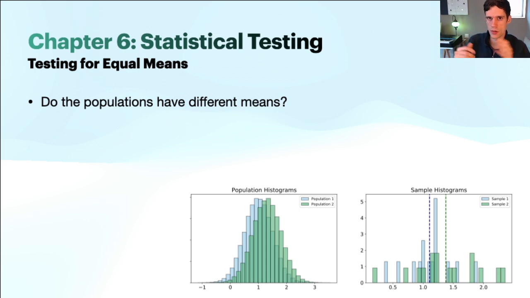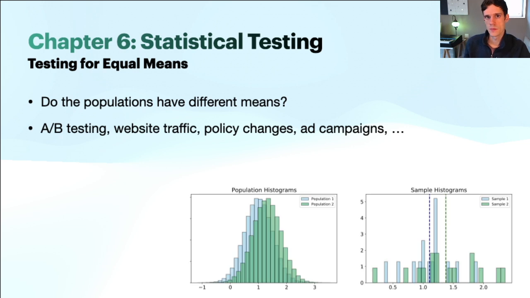Now, this is indeed the exact scenario that we used when we went through the entire reasoning of statistical testing a few lessons ago. And in fact, this is the most used test in all of statistical testing. Some examples are A/B testing, for instance, measuring the difference of website traffic on different web pages, or policy changes, or also ad campaigns. Which ad gives us the highest conversion rate? Now, these are all examples where you would want to apply these tests.